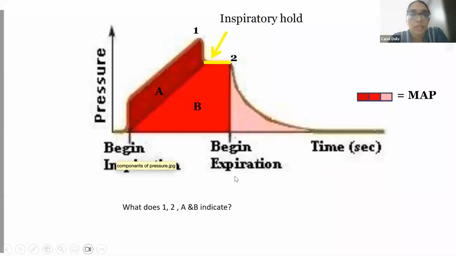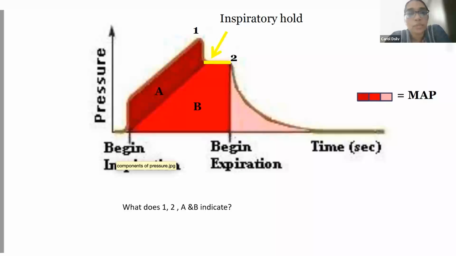Okay, so what is 1, 2, A and B? 4 different people can answer. This is obviously a pressure time scalar. It's indicated from the picture itself. So can somebody tell me what mode is this before we start? Volume control. Very good. Why do you say so? Because pressure is varying. Yes, very good. So you've understood the concept.